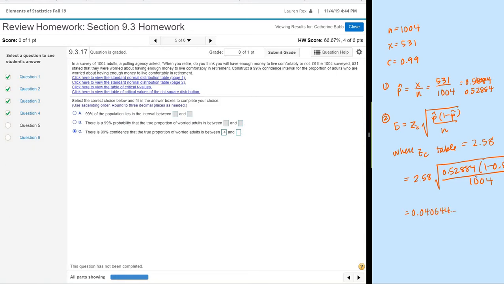And then the third step is just to add and subtract the previous two. So the point estimate, p hat, plus and minus the margin of error will give the lower limit and the upper limit. Lower limit is 0.528 minus 0.0406, etc. And the upper limit is 0.528 plus 0.0406, etc. to make a lower and an upper limit.